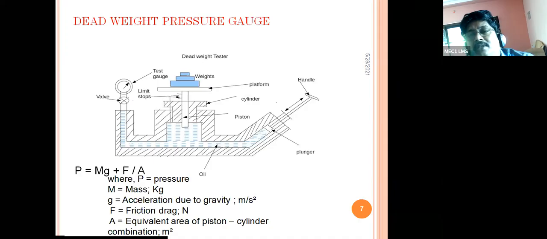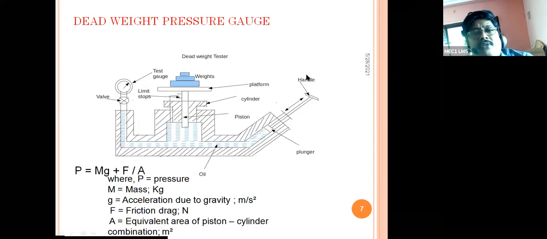Then after these pressure measurement devices, we have to go for the low pressure measurement devices. Totally five or six devices we'll discuss in the next coming classes. Today's class we are going to discuss the dead weight pressure gauge, or we can also call it a dead weight tester. Another one is a Bourdon tube pressure gauge, another one is a bellows gauge, and another one is a diaphragm gauge. These four are used to measure the pressure.